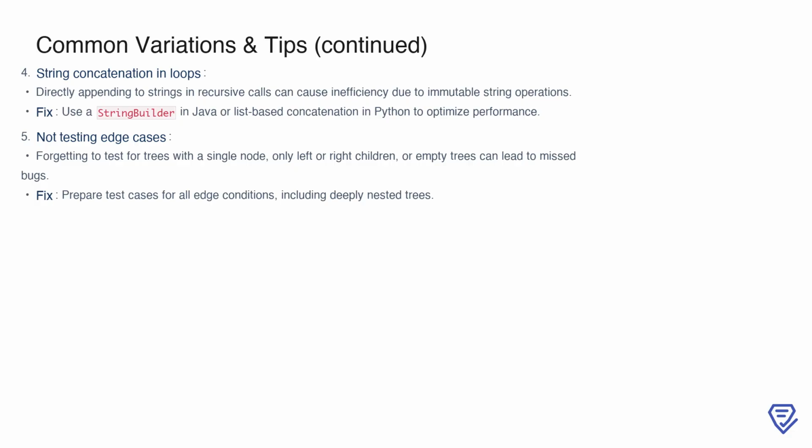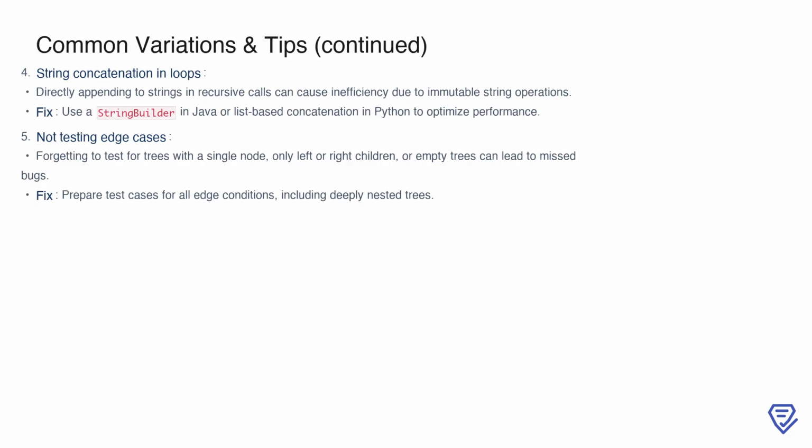Directly appending strings inside recursive calls can cause performance issues because string operations are immutable, which means new strings are created each time. To optimize this, use a string builder in Java or list-based concatenation in Python, as these are much more efficient. Additionally, many people overlook edge cases during testing.